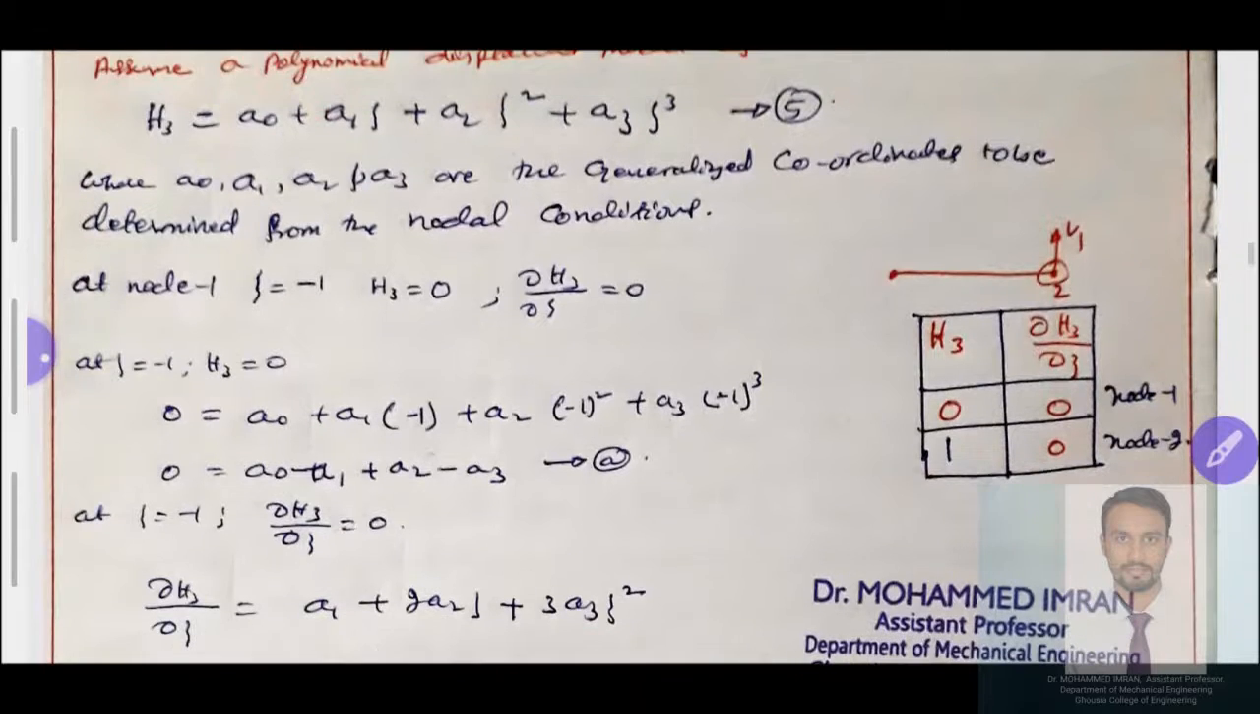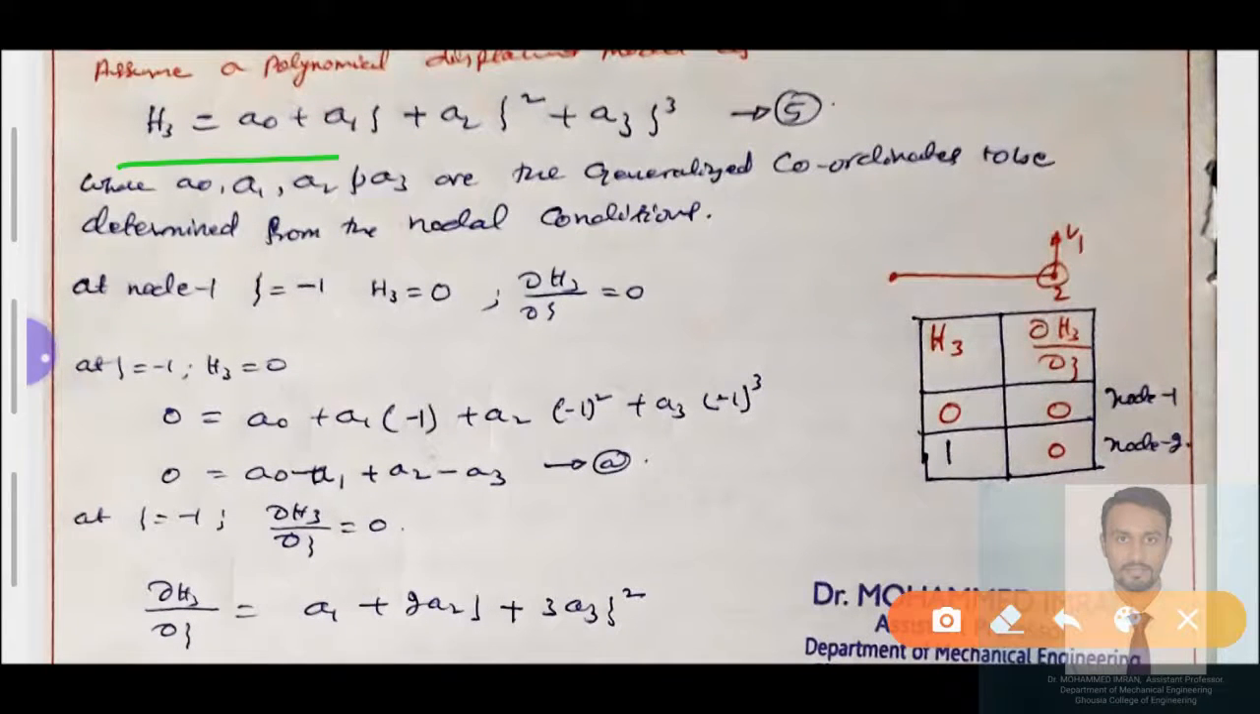Apply this boundary condition to equation number 5, then equation number 5 becomes h3 is equal to 0. 0 is equal to a0 plus a1 zeta, which becomes a1 into minus 1, a2 zeta square becomes plus a2 into minus 1 square, plus a3 zeta cube becomes plus a3 into minus 1 cube. Now rearrange this equation. We have here a0 minus a1 plus a2 minus a3.